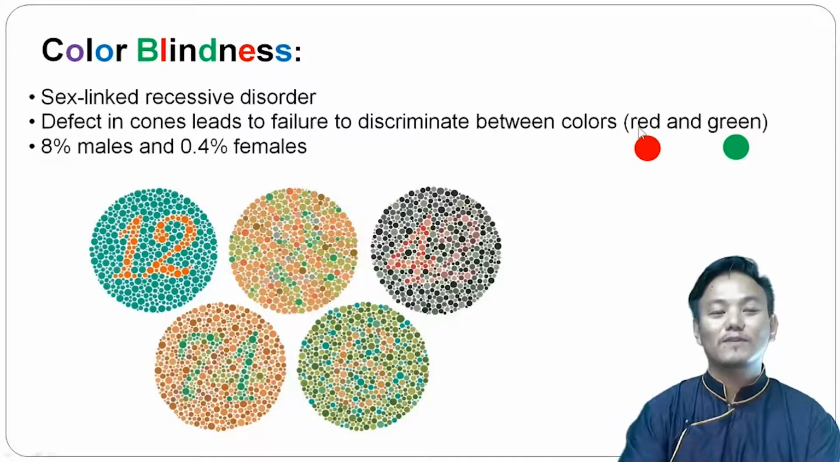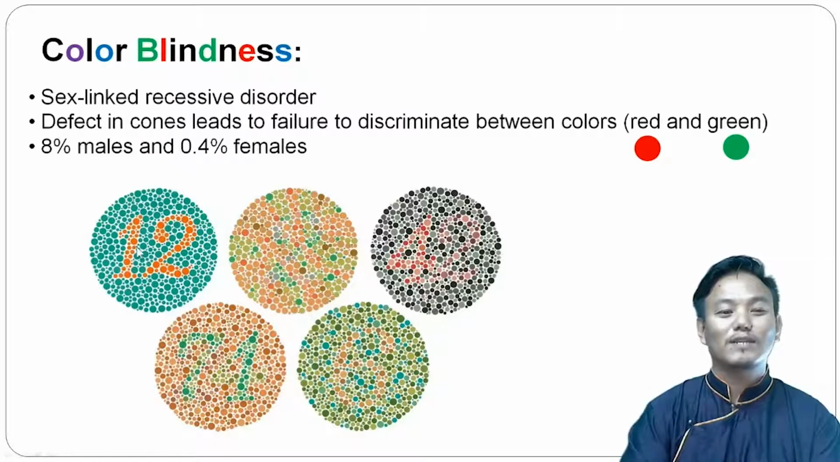So a person suffering from color blindness won't be able to differentiate between the shades of red and shades of green. And if you perform an online test by yourself, you will come across such pictures, and you will be able to diagnose yourself whether you're suffering from color blindness or not. If you are suffering from color blindness, you won't be able to tell what numbers are hidden within these pictures.